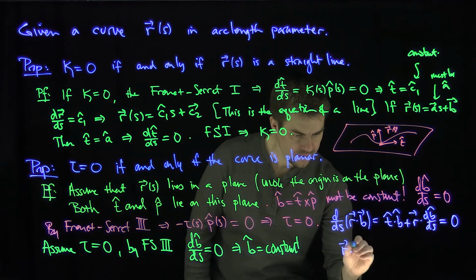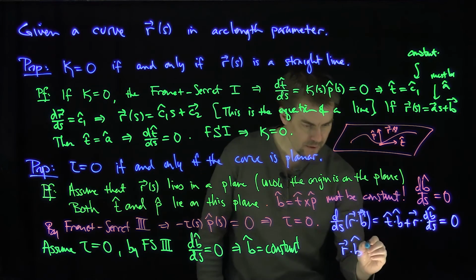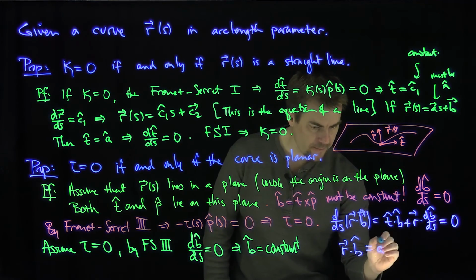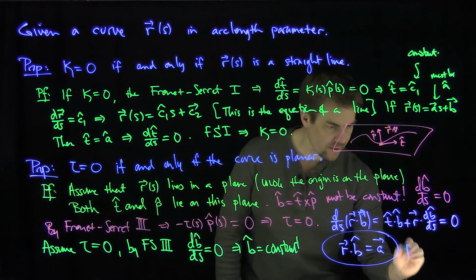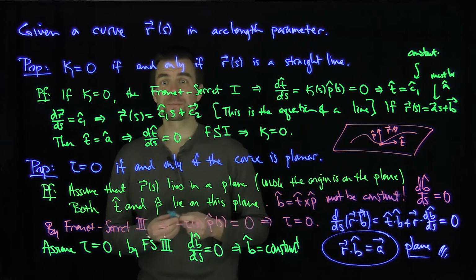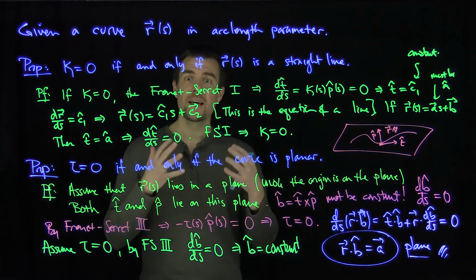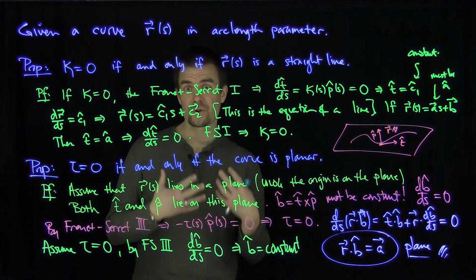So R dot B hat, of course, B hat is a unit constant vector. Let's call it constant a. And that's the equation of what? That's the equation of a plane. So therefore we've proven that a curve is planar if and only if its torsion is equal to 0. And a curve has 0 curvature if and only if it's a straight line.